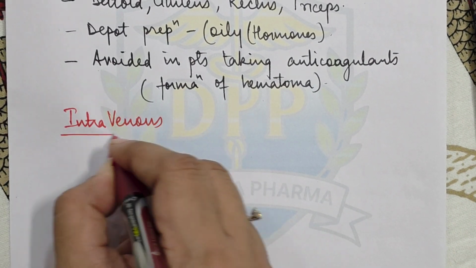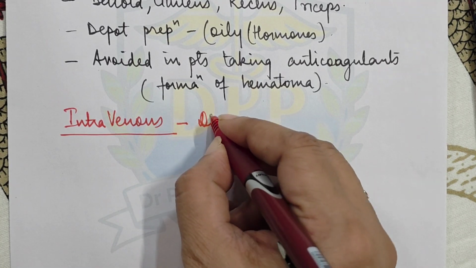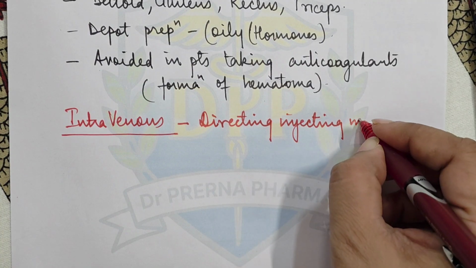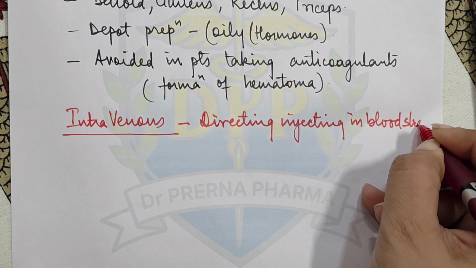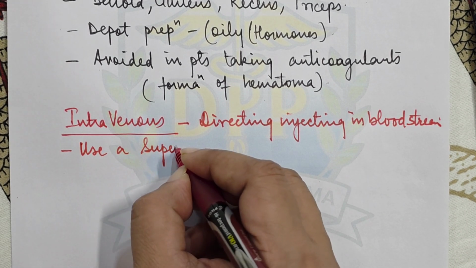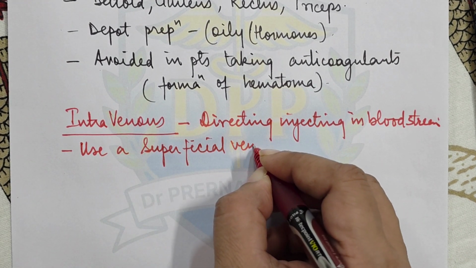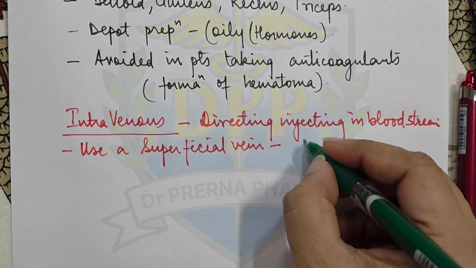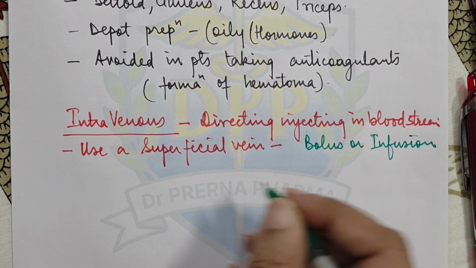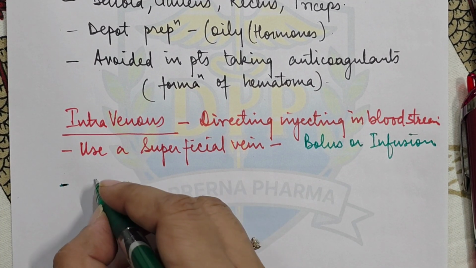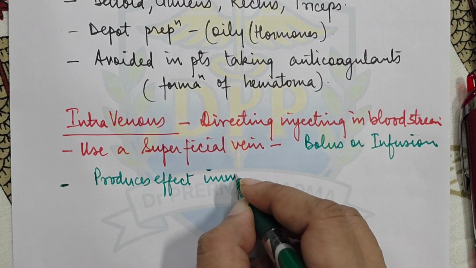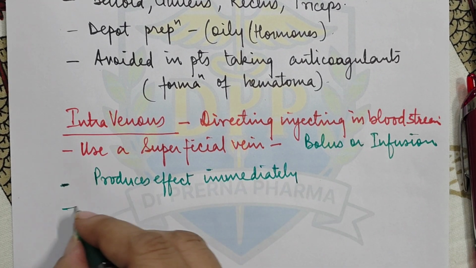Now intravenous route is basically directly giving or injecting in the bloodstream, right? So we usually use a superficial vein for it, and in the superficial vein we put an IV line and inject the drug, and this can be done as a single dose bolus or as an infusion. Infusion means a continuous drip. This produces the effect immediately, right? Now irritant drugs can be given.